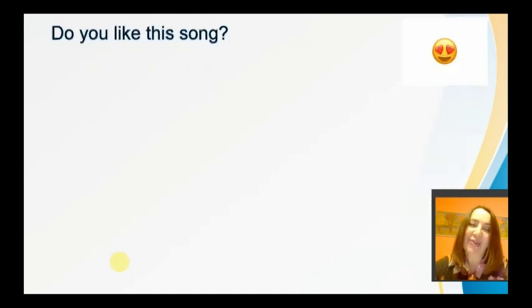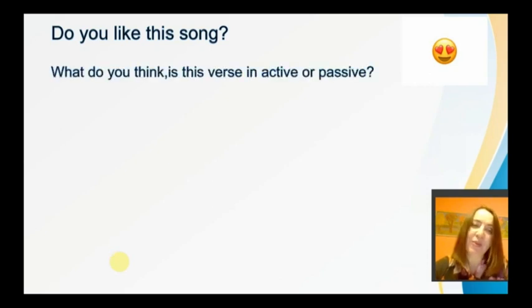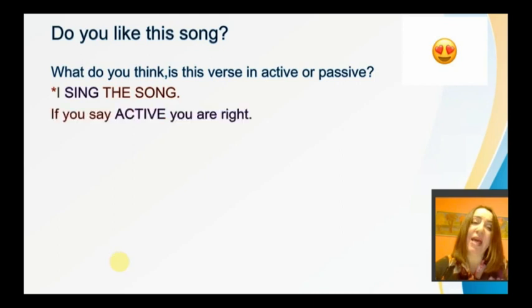Okay, do you like this song? What do you think? Is this verse active or passive? I sing the song. If you say active, you are right. Subject does the action.